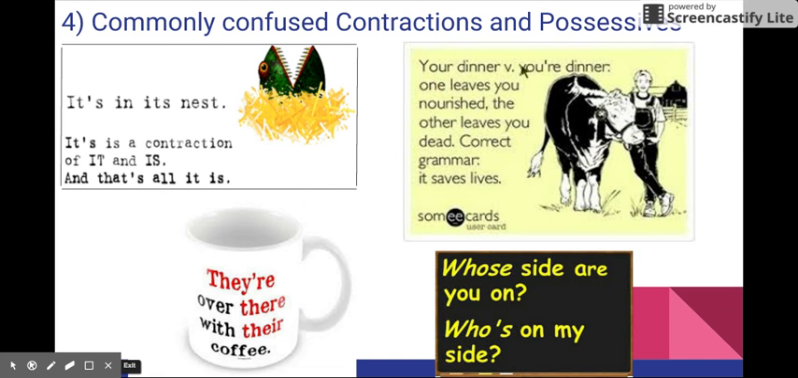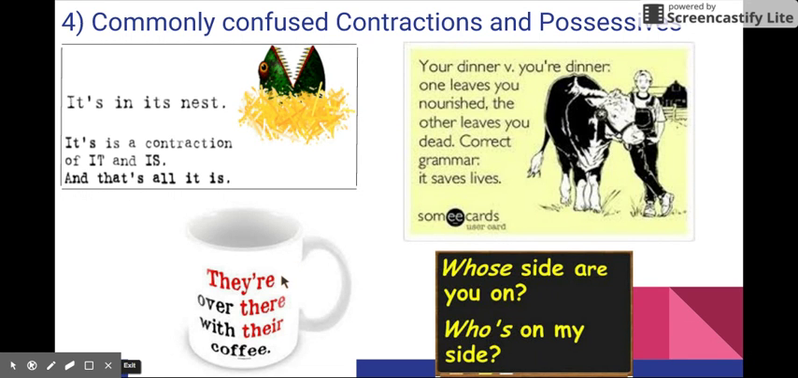Here we have your versus you're. So your dinner versus you're dinner. One leaves you nourished. So if you eat your dinner, it's going in your stomach. The other leaves you dead because you are dinner. Correct grammar. It saves lives.